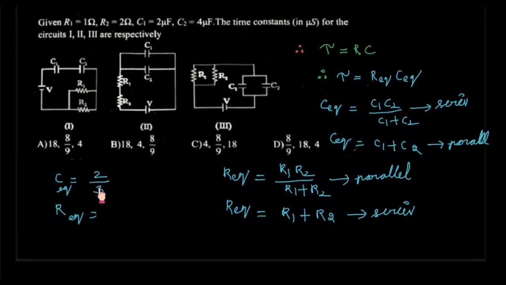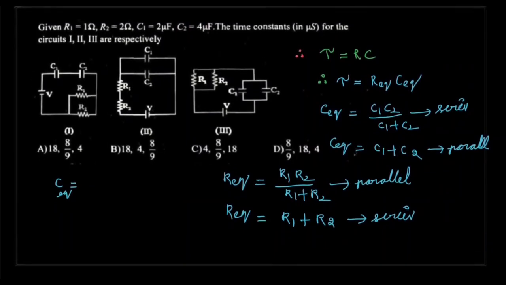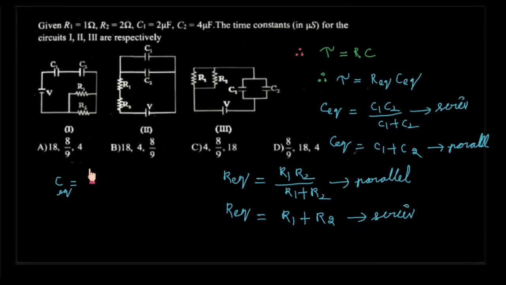My mistake here. Sorry, the C equivalent value is wrong. It is 2 and 4, so 2 into 4 is 8, by 2 plus 4 is 6. What about R equivalent? R equivalent is equal to 1 into 2 by 1 plus 2, which is nothing but 2 by 3. Therefore you could say this C equivalent into R equivalent can be written as 8 by 6 into 2 by 3. So this one will cancel. So this will be 8 by 9. Right, that is 8 by 9. Therefore the answer for this one is 8 by 9.